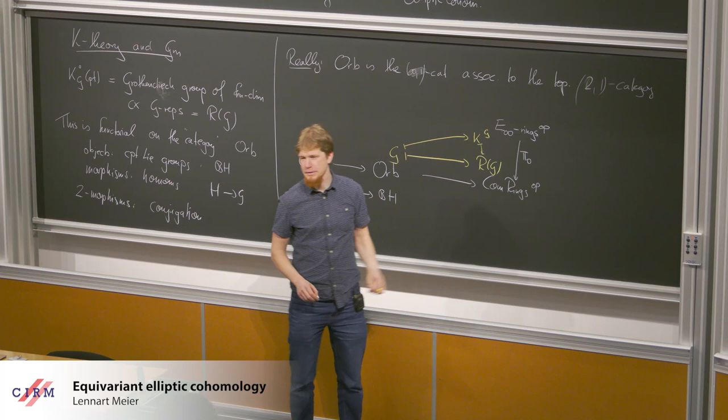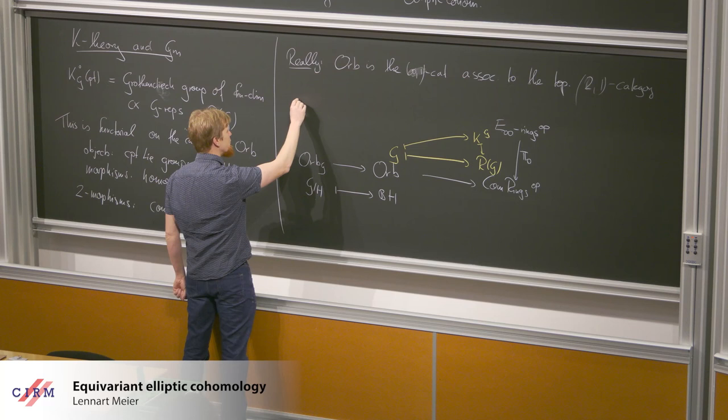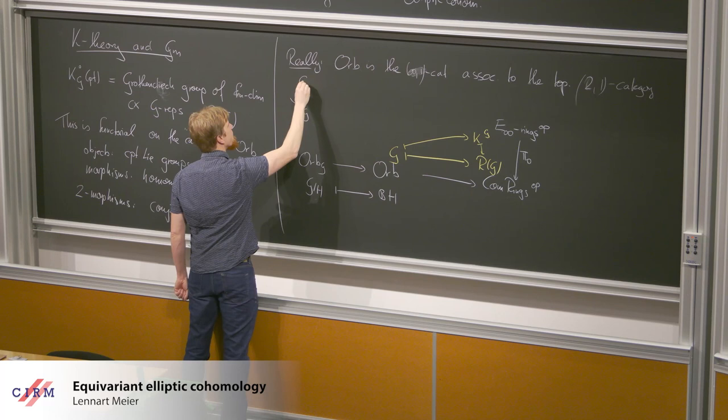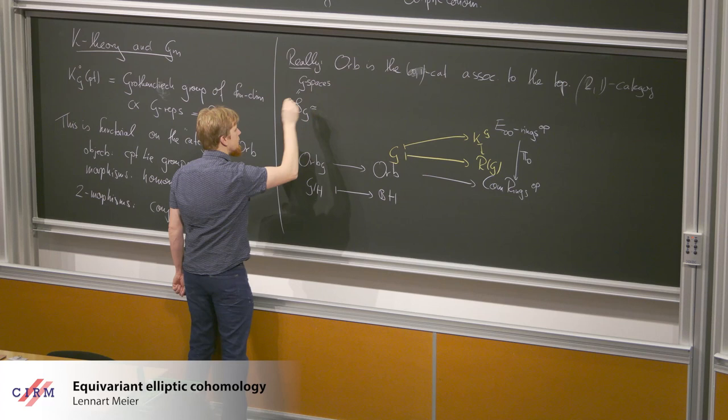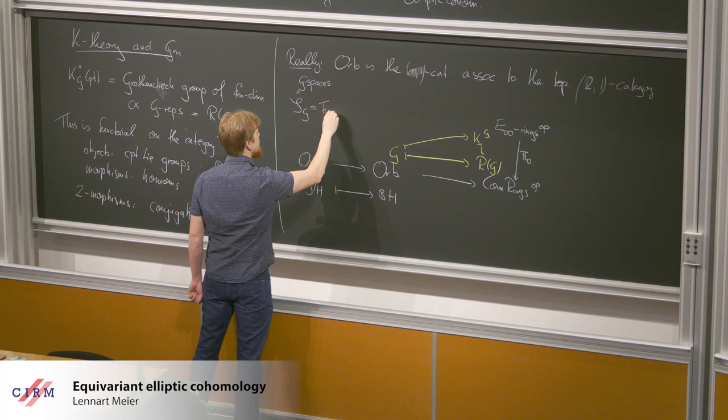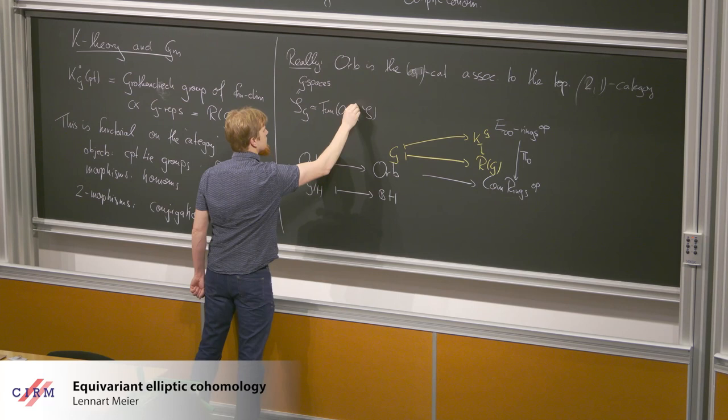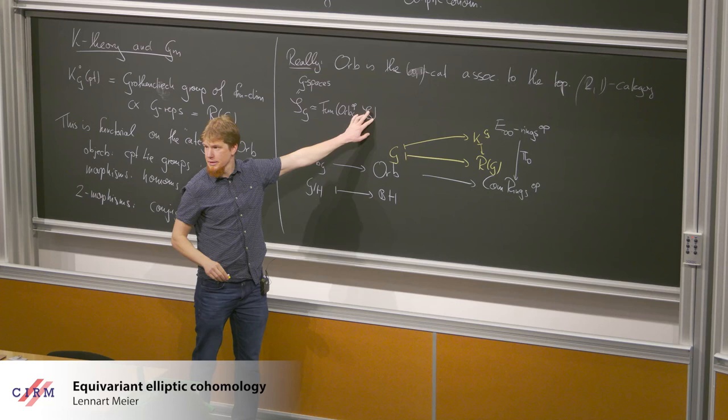But there's another thing I can do. Sorry, the diagram gets bigger and bigger, but I have my reasons for it. I can look at G spaces. And there's an old theorem by Tom Elmendorf, which says in updated language that if I take functors from this orbit category to spaces, then this is actually an equivalent infinity category to G spaces.